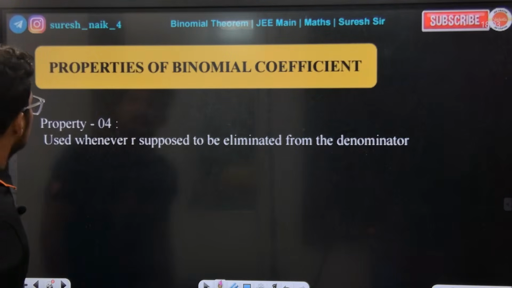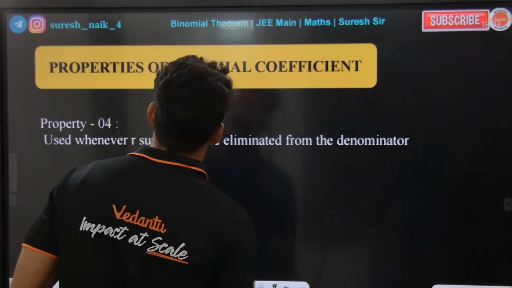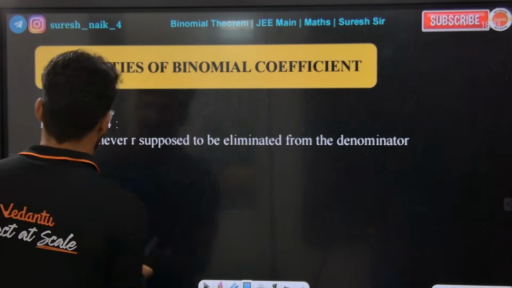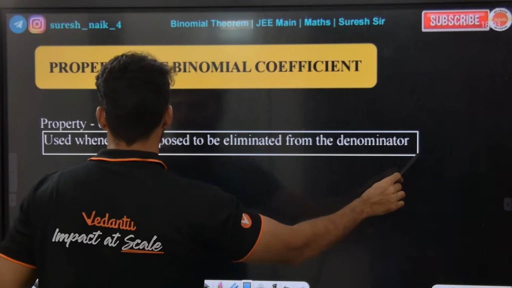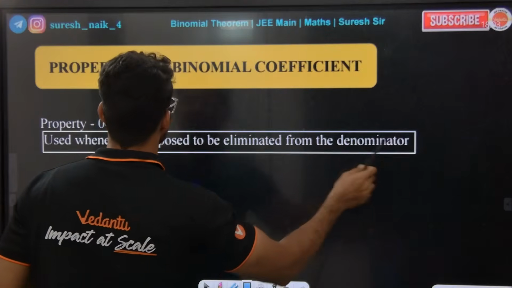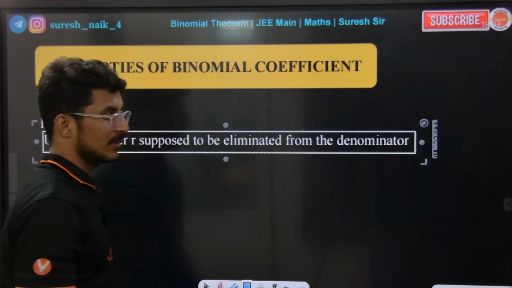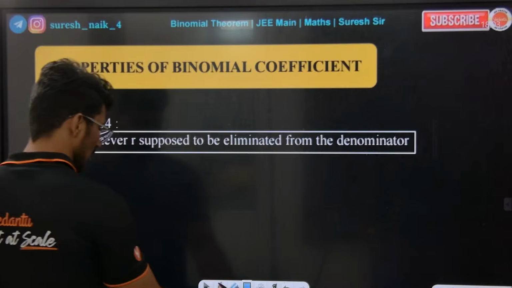Next, sir, properties of binomial coefficient, fourth property. This property will be used whenever r is supposed to be eliminated from the denominator. Sir, what do you mean by this property? We all should know one property.